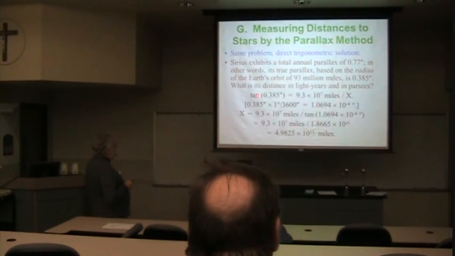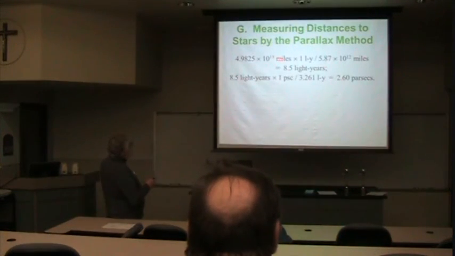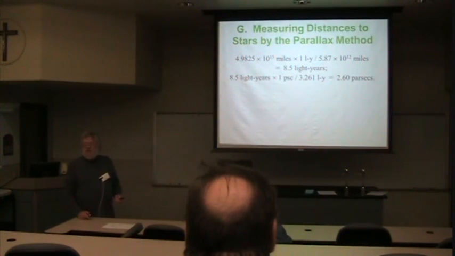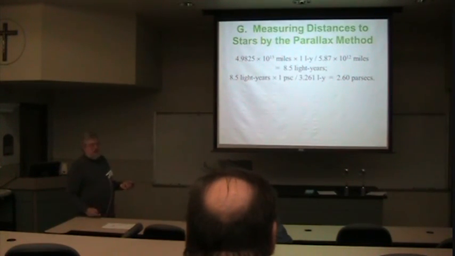Doing it by direct trigonometry, we'll see that the tangent of that angle, 0.385, is the opposite side of the Earth-Sun distance over the distance to the star, and then solving for x just by trigonometry, we come up with 49 trillion miles, which works out to be 8.5 light years, or 2.60 parsecs, same as we had before. So the easy way is just taking the reciprocal of the parallax in arcseconds, and that gives us the distance in parsecs. So those are how we measure this for relatively nearby stars.